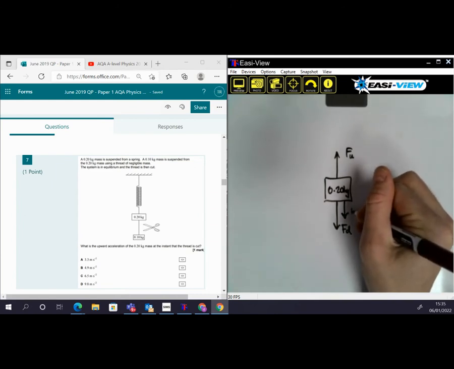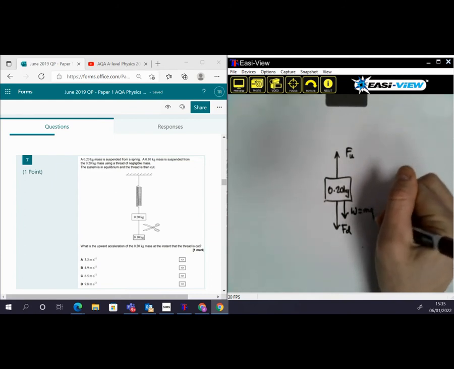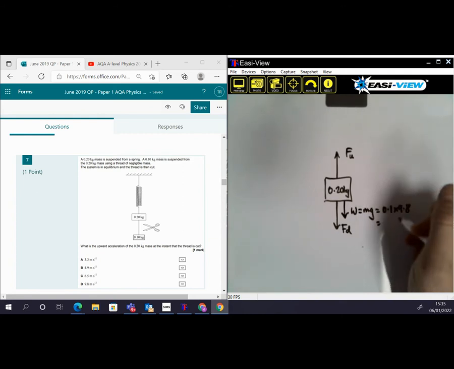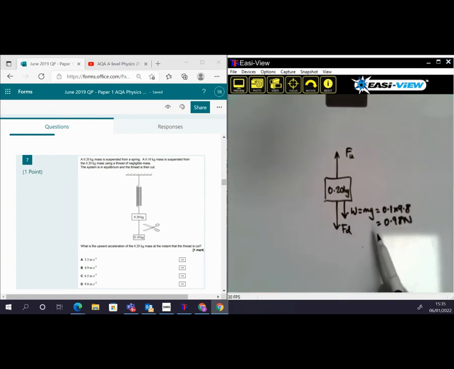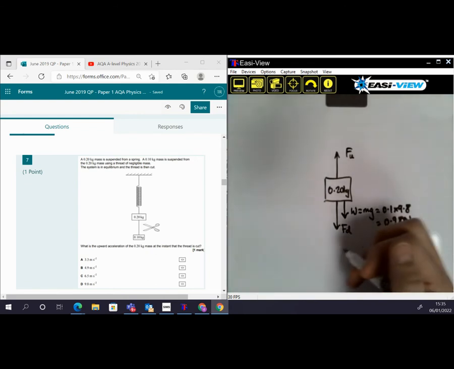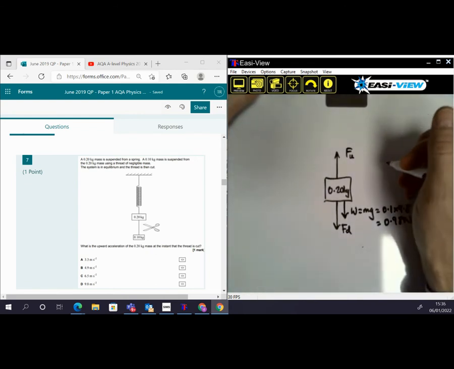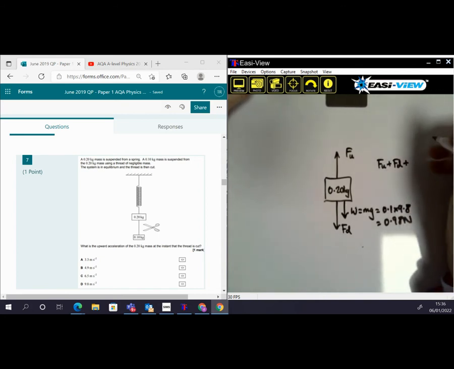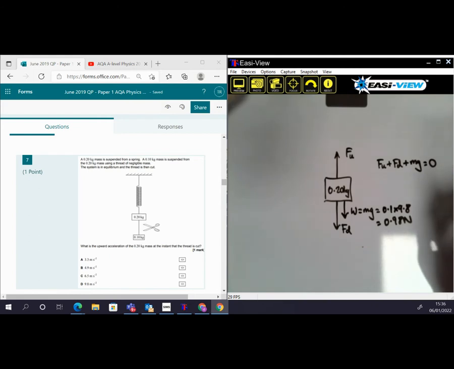And that weight is mg, which is 0.1 kilograms times 9.8. So that is equal to 0.98 newtons. So if we add them all together, I'll give myself a bit of room over here. If I add the upwards force to the downwards force to this mg, then I get zero resultant force.